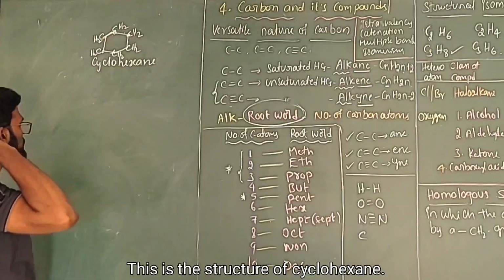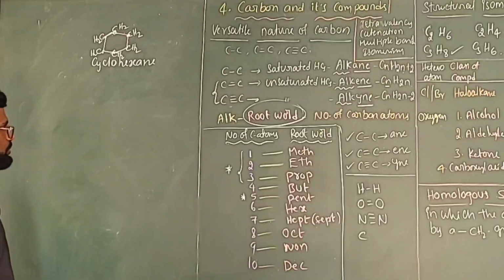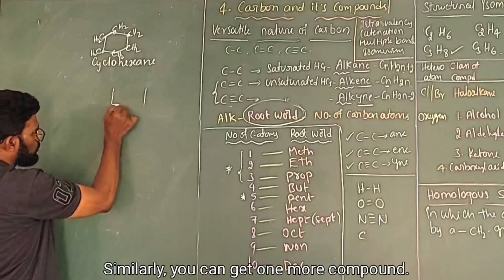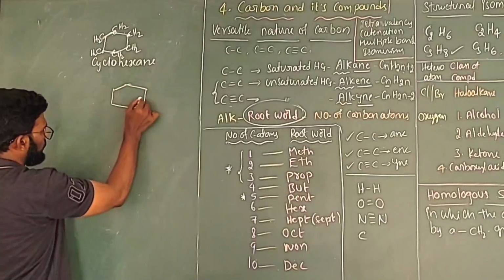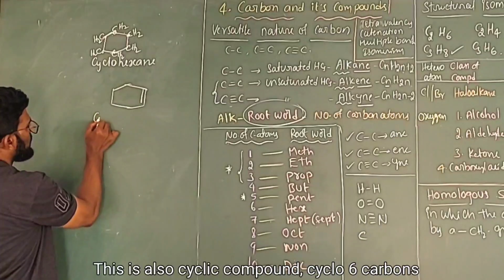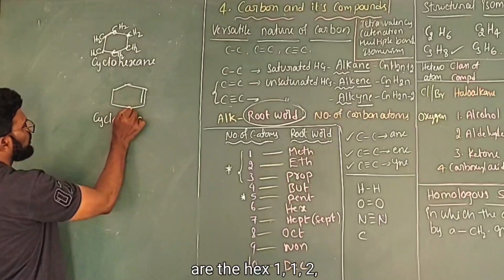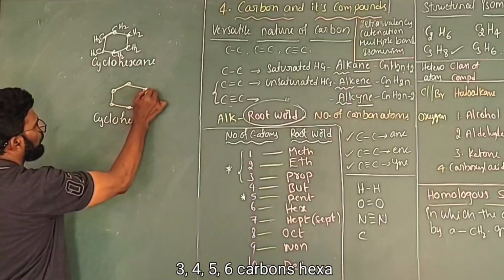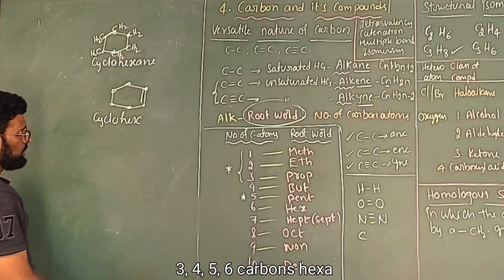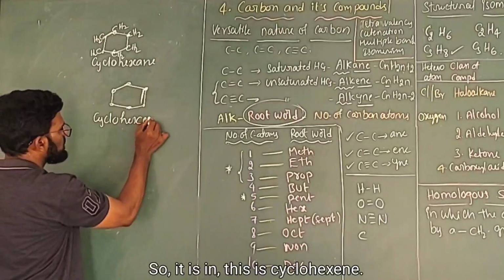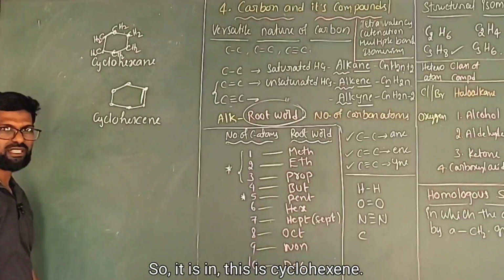This is the structure of cyclohexane. Similarly, you can get one more compound here. This is also a cyclic compound, cyclo. 6 carbons are there, hex: 1, 2, 3, 4, 5, 6 carbons, hex, and one double bond is there. So it is ene. This is cyclohexene.